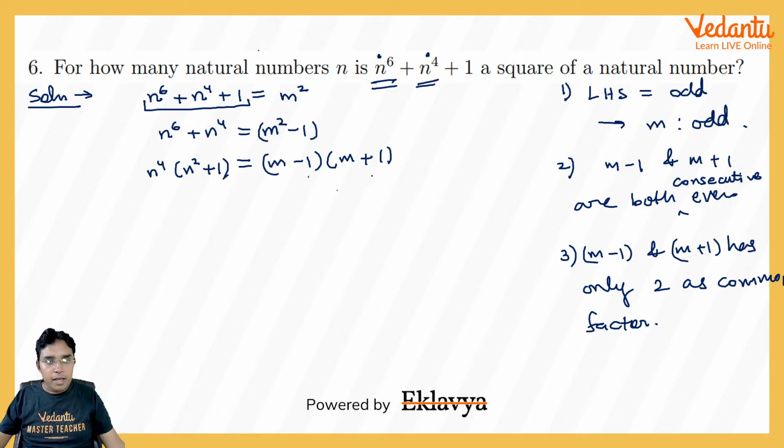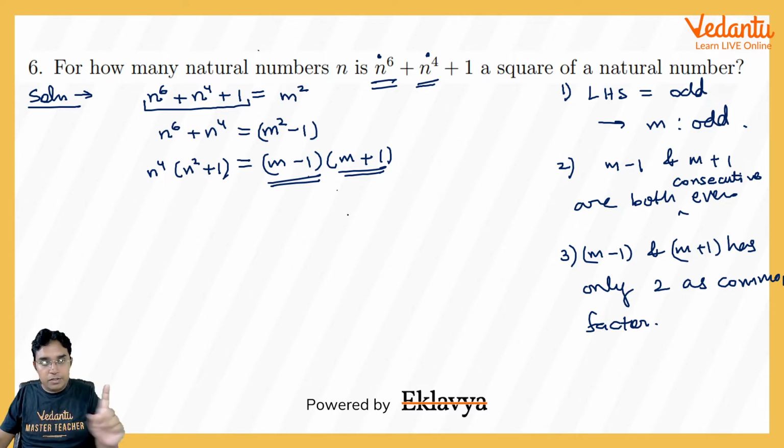And one more thing, one of them will be a multiple of 2 alone and one of them will be a multiple of 4. So this right hand side should be a multiple of 8 at least. It can be a multiple of 16 also. In fact, it has to be a multiple of 16 because otherwise, just 1 minute. Let me just complete this thing.